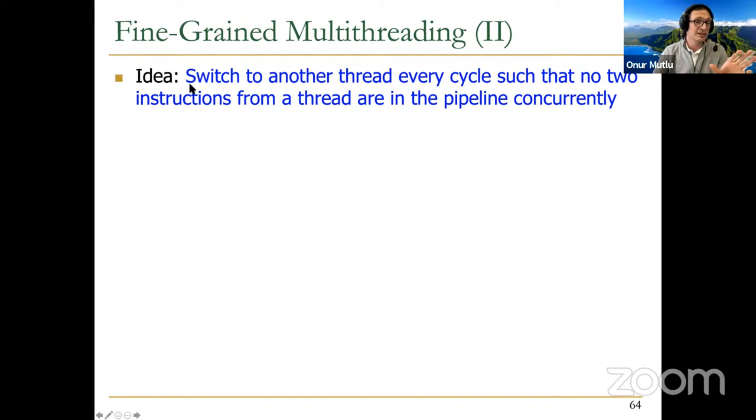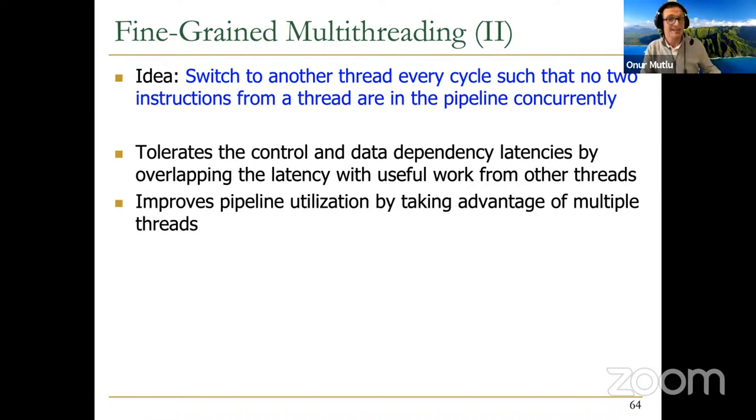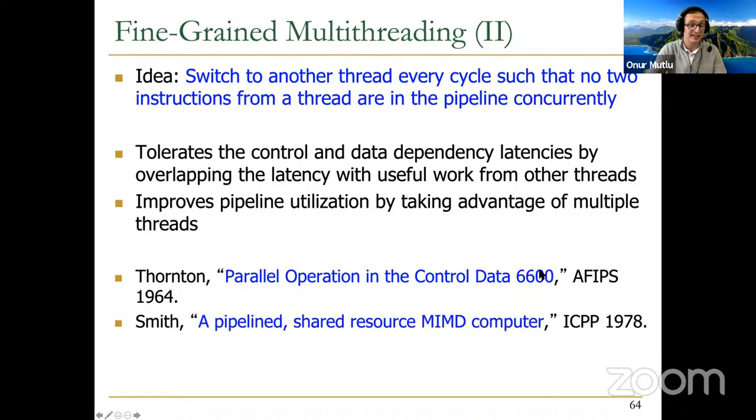We switch to another thread every cycle such that no two instructions from a thread are in the pipeline concurrently. Okay, that's the idea. This tolerates the control and data dependence latencies by overlapping the latency with useful work from other threads. So other should be important here. This improves the pipeline utilization throughput by taking advantage of multiple threads. And this was actually introduced in the 1960s in one of the fastest processors of its time, Control Data 6600 machines, and more popularized later by Burton Smith's paper over here, which I'm going to briefly discuss also.